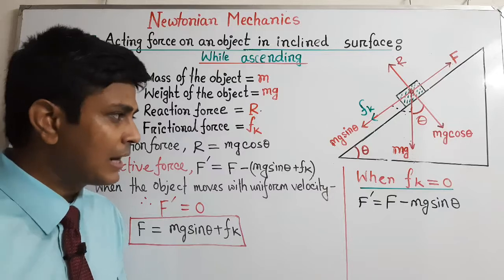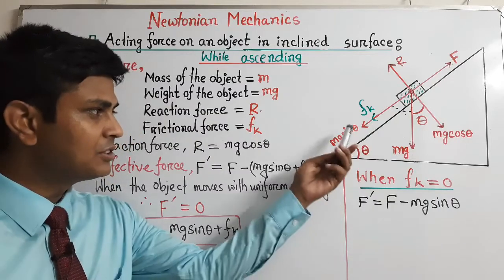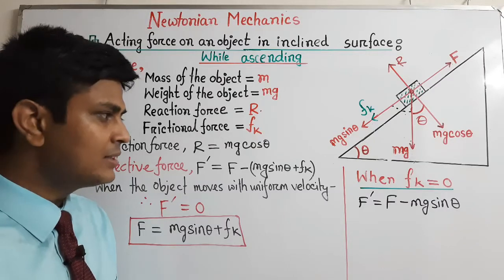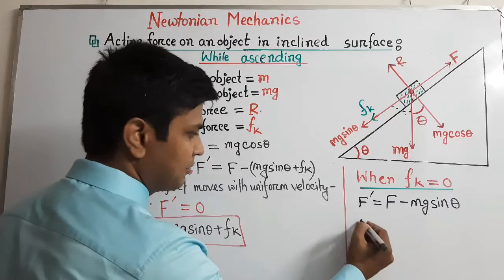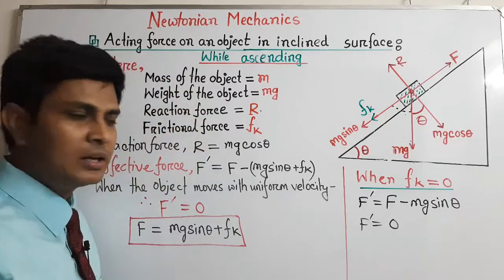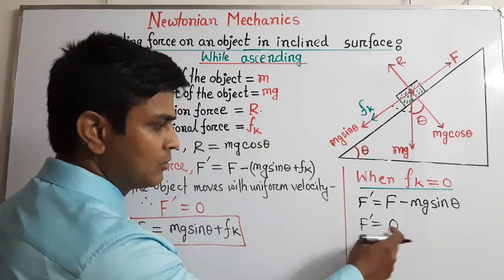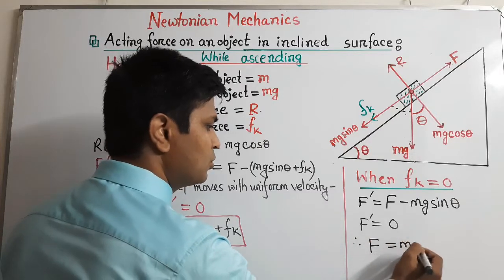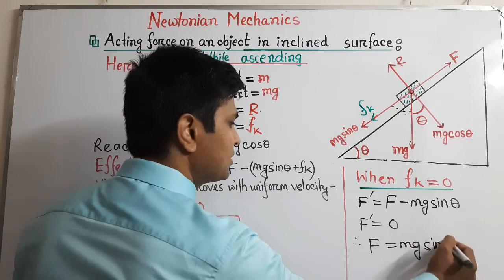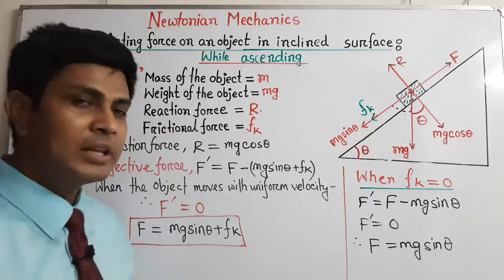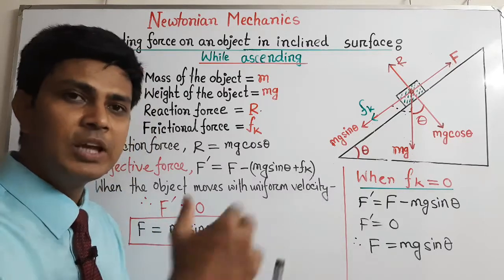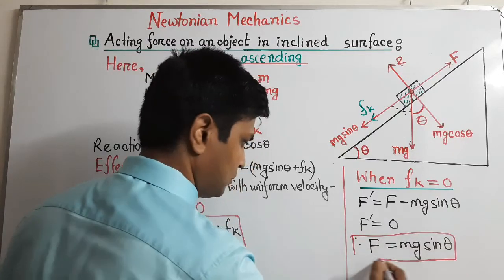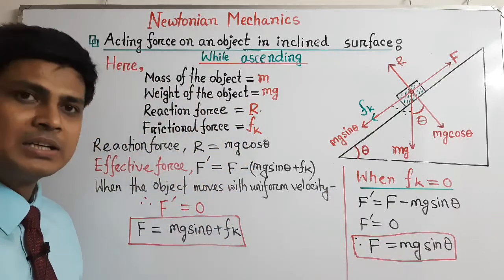Now let's have a look at another condition. If we consider the frictional force is 0 and the body moves with uniform velocity, in that case the effective force will be 0, and if we apply F prime equals 0 in this formula, then we will get the new formula which will be F equals mg sin theta. So this is the formula when the effective force is 0 and the object moves with uniform velocity in the forward direction. I hope all of you have understood.